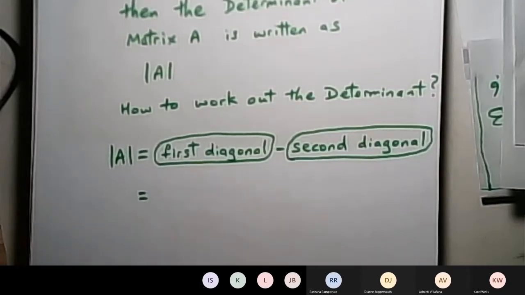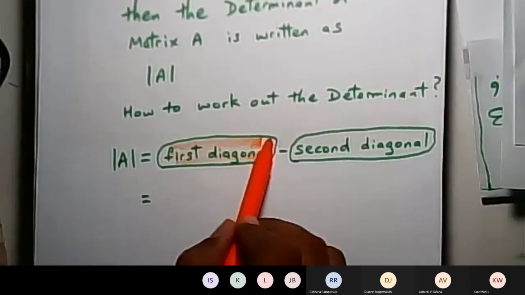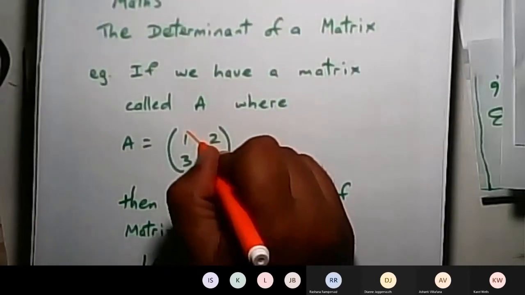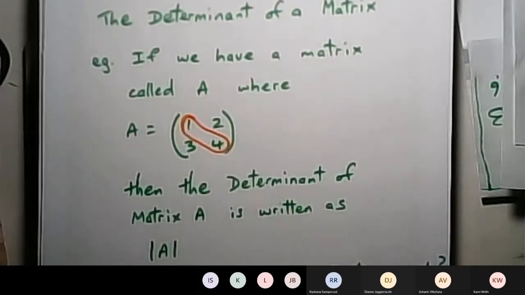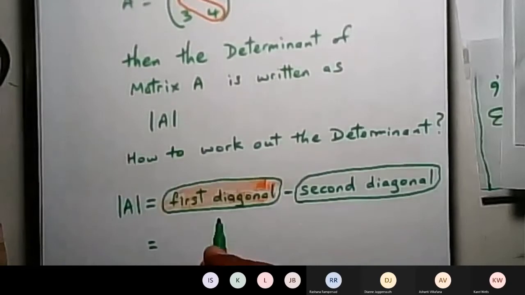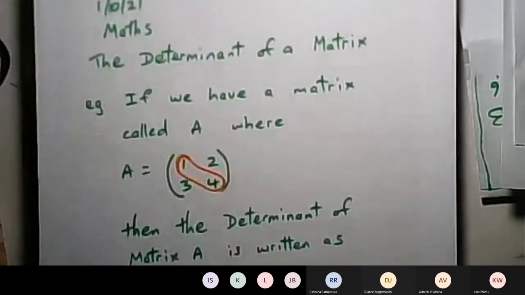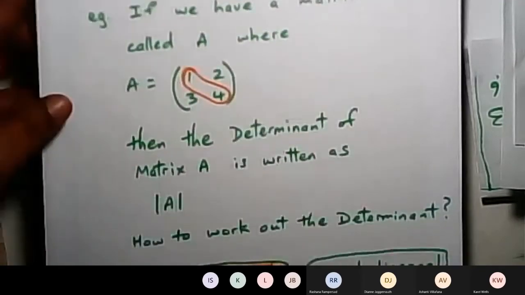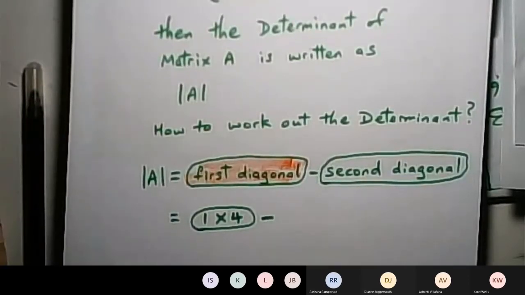The first diagonal, I'll color it orange. So my first diagonal is this, the 1 and the 4. And what I'm doing there is I'm going to type in 1 times 4. Have you all seen it there? That's my first diagonal, 1 times 4. So what I do in the diagonal, I times the numbers. Then I put my takeaway sign.